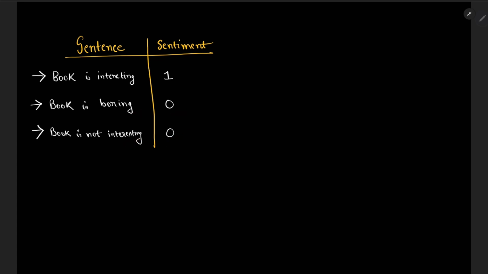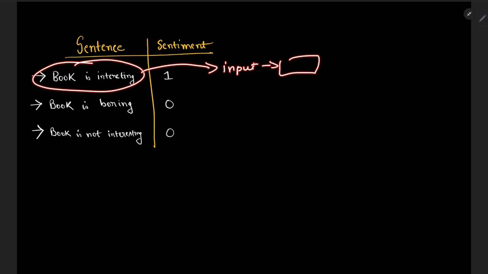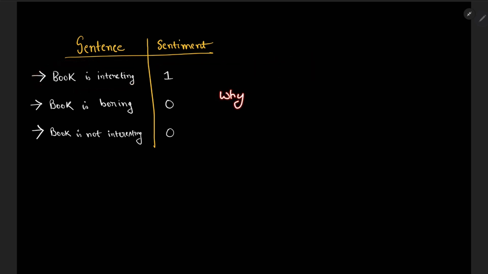But there's a catch here. We can't pass this sentence directly as an input to our recurrent neural network. You may ask why? Because this sentence is in the form of text, and our recurrent neural network, or any neural network, only understands numbers. So at first I have to convert this sentence into numbers or vectors.